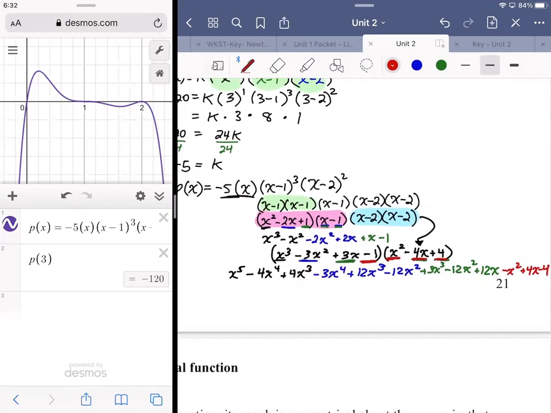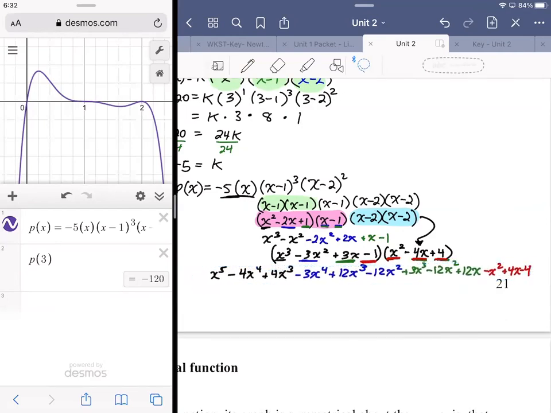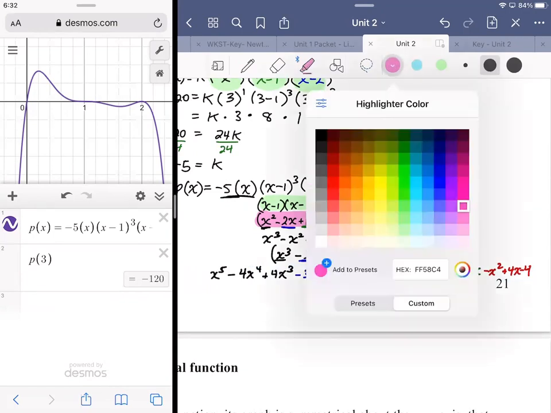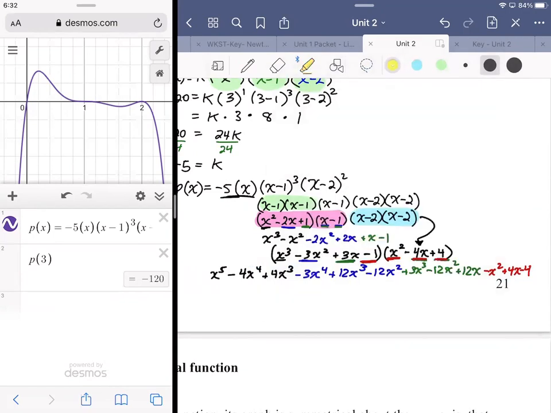We want to combine our like terms. And when we do that, things will clean up a little bit, but we don't want to lose sight of the fact that we have to multiply all this by negative 5x in a couple of minutes. But a little highlighter action never hurt anybody. Let me get a fresh new one here. I'll go back to yellow.